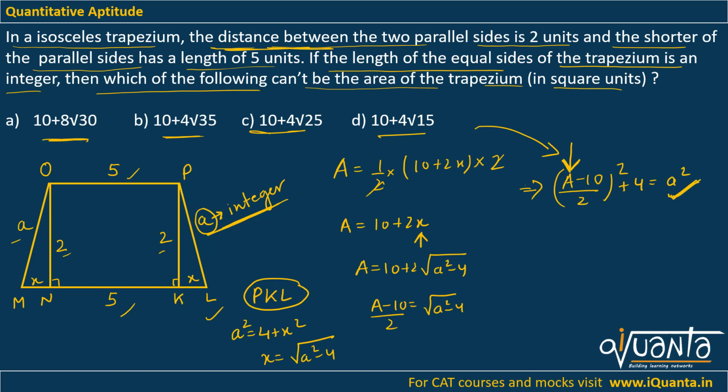If you put option A over here, 10 plus 8 root 30, so the area will be 10 plus 8 root 30, the 10 will be cancelled, we'll get 8 root 30 upon 2, that means 4 root 30 square plus 4. So this will give me 16 into 30, 484. So 484 will be A square, which will give me A equal to 22. So I'm getting an integer value of A from here. Similarly, if you check the rest of the options B, C, D, you will see that for option C you will not get the value of A as an integer.